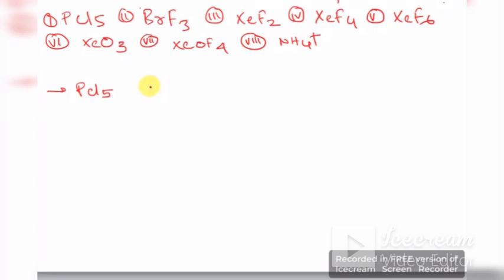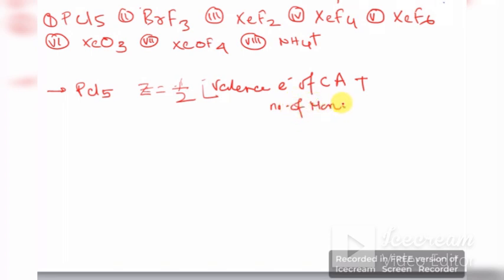You should remember the formula, and I'm just writing it: Z is the electron pair count. How can we find it quickly? Z is half of the valence electrons of the central atom, plus the number of monovalent atoms.